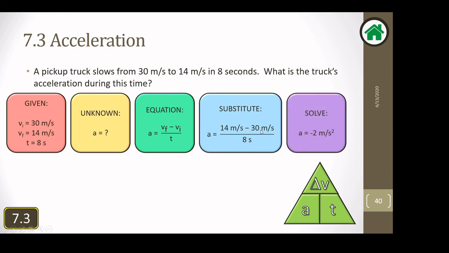So 14 minus 30, if you do that in your calculator or just do it in your head, that's negative 16. We're subtracting a bigger number from a smaller number, so we're going to wind up with a negative. And then negative 16 divided by 8 is going to be negative 2. We get a negative answer here, which is exactly what we would expect because the pickup truck is slowing down. So whenever an object is slowing down, if its velocity is positive, then the acceleration should be negative. So yes, this answer does make sense, and the negative sign is good because it means that the pickup truck is slowing down, and we get the correct unit, meters per second divided by seconds, or meters per second squared.